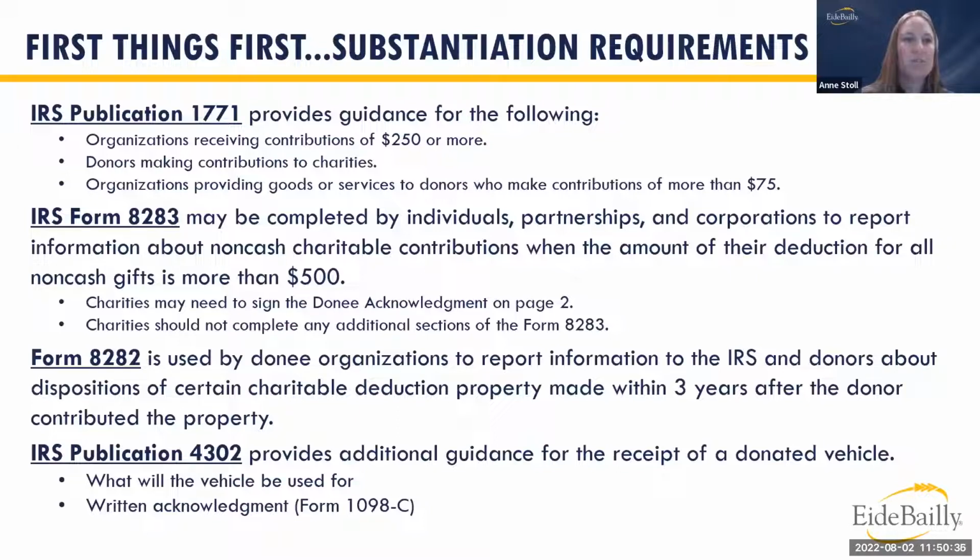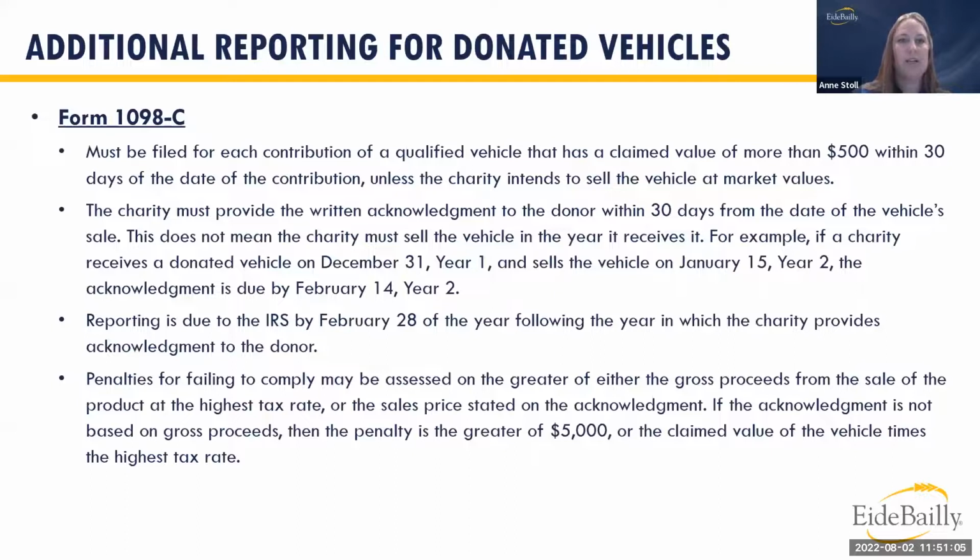on page 2. If you sell a gift within 3 years, you may have a Form 8282 that's used to report back to the IRS to let them know that that property has been sold. And then there's also an additional publication 4302, and this is looking at the receipt of a donated vehicle. Some information that this will cover is what the vehicle would be used for and that written acknowledgement piece. So going a little bit into more detail on this, we're going to talk on the donated vehicle first.